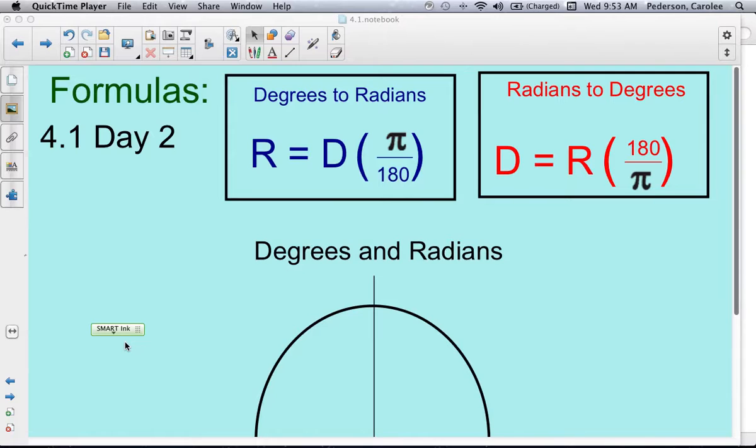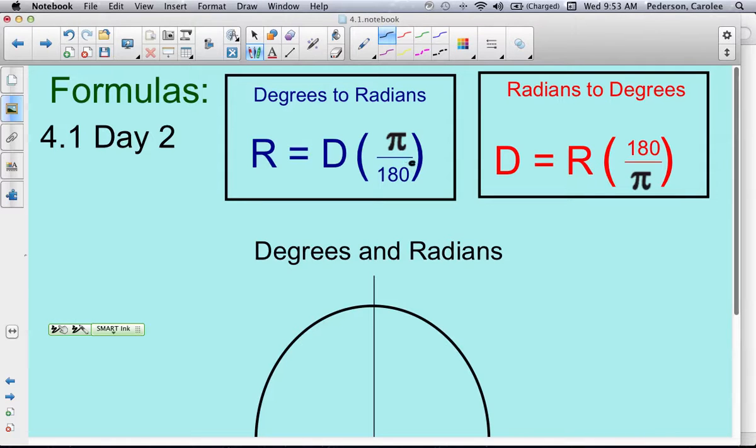The purple formula is converting from a degree measure to a radian measure. So the R stands for radians. Radians equals whatever that degree measure is times the fraction pi over 180 degrees. Should be a little degree symbol there. The other one, if we want to convert from radians to degrees, we multiply the radian measure times the fraction 180 degrees over pi.